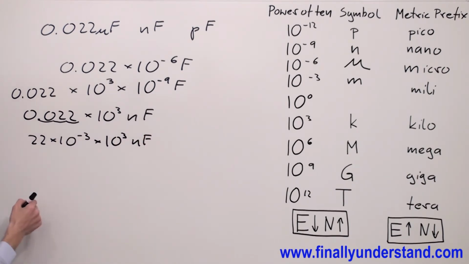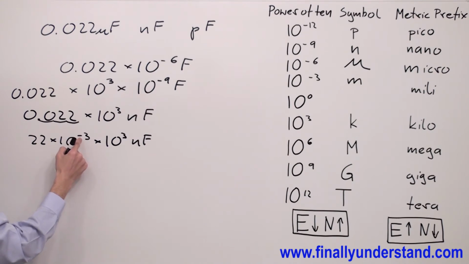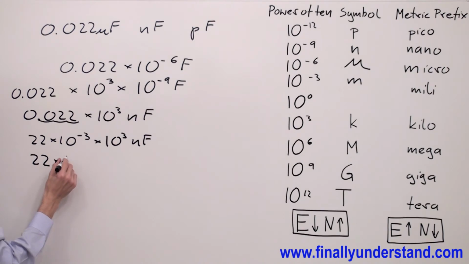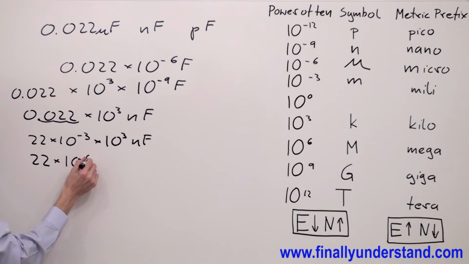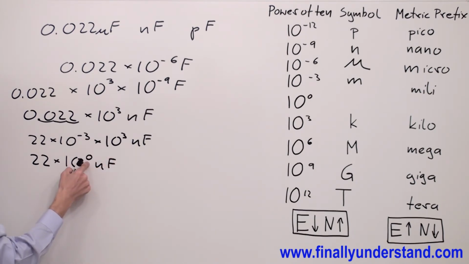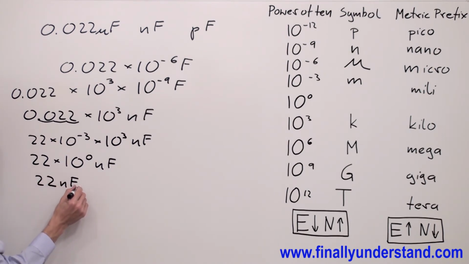Next, I'm supposed to use the properties of exponents. Keep in mind that anytime we have multiplication of two numbers which have the same base, we're supposed to keep the base and add exponents. That's why I'm going to have 22 times 10, negative 3 plus 3 is 0 nanofarads. 10 to 0 is equal 1. 1 times 22 is just 22. That's why my answer is 22 nanofarads.